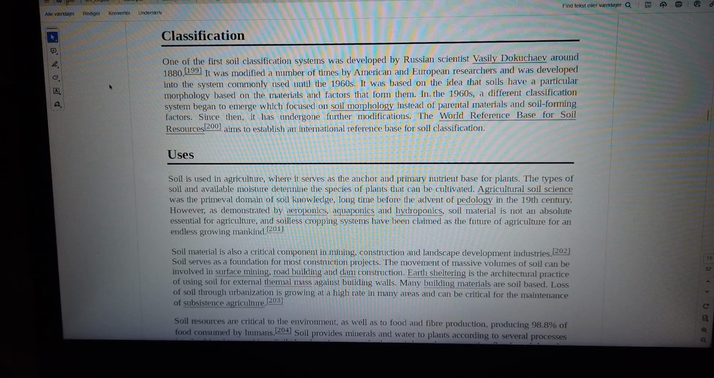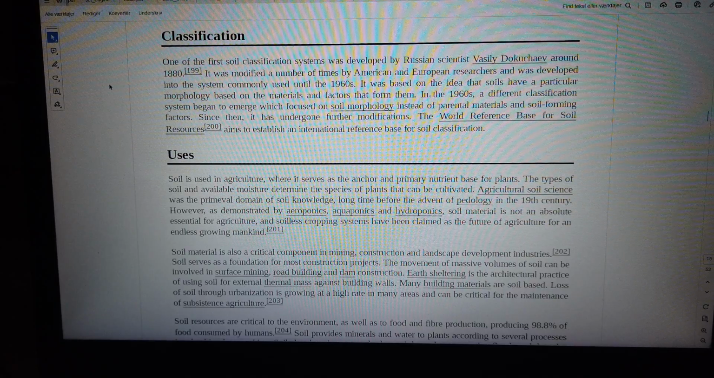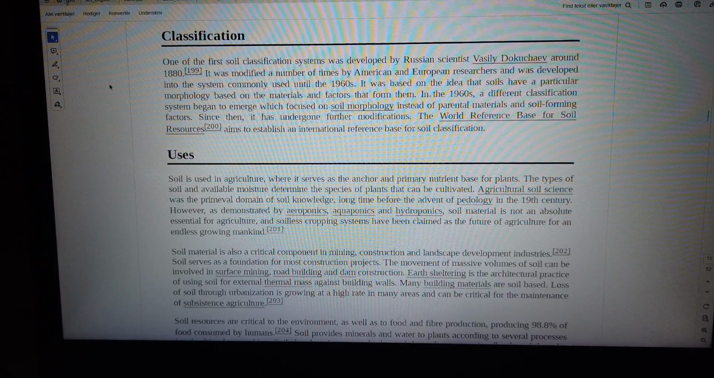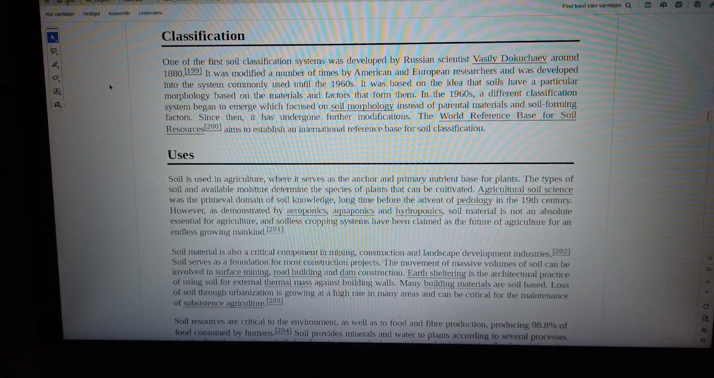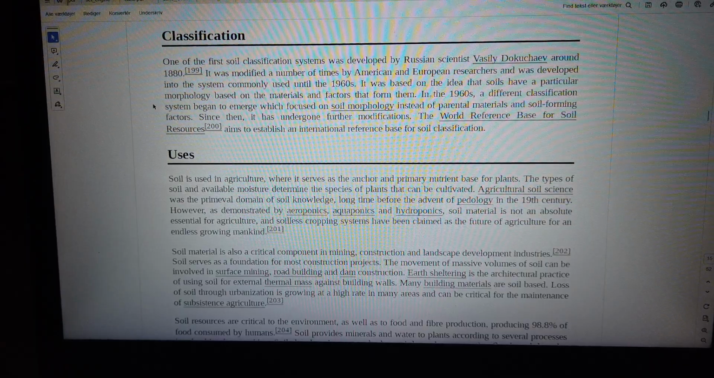In the 1960s, a different classification system began to emerge which focused on soil morphology instead of parental materials and soil-forming factors. Since then, it has undergone further modifications. The World Reference Base for Soil Resources, 200, aims to establish an international reference base for soil classification.